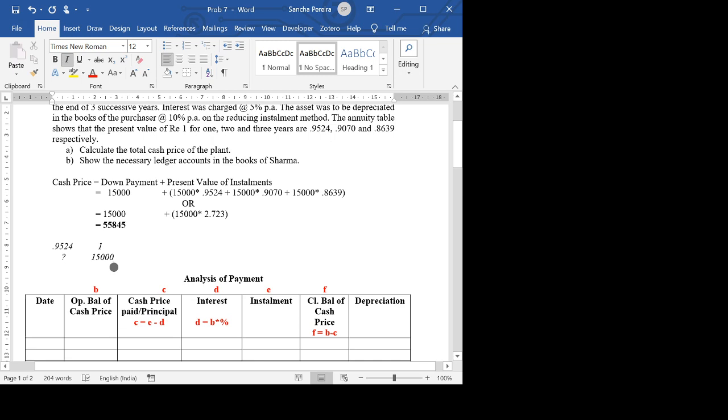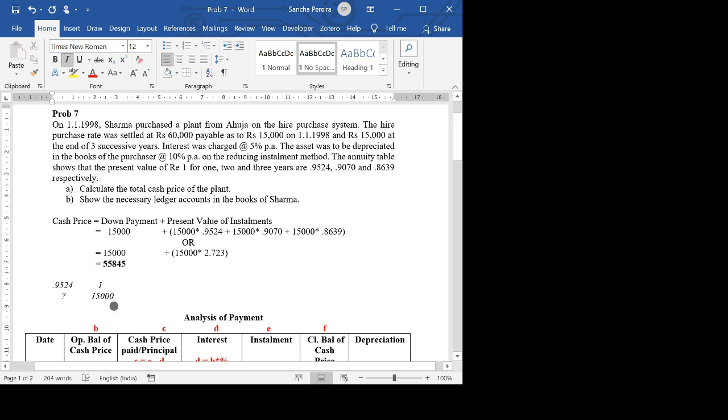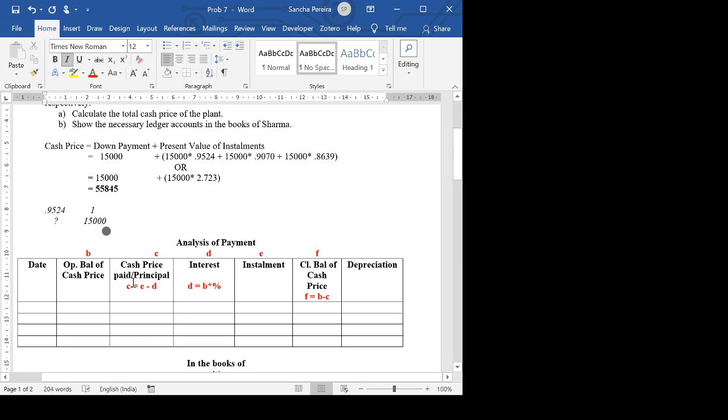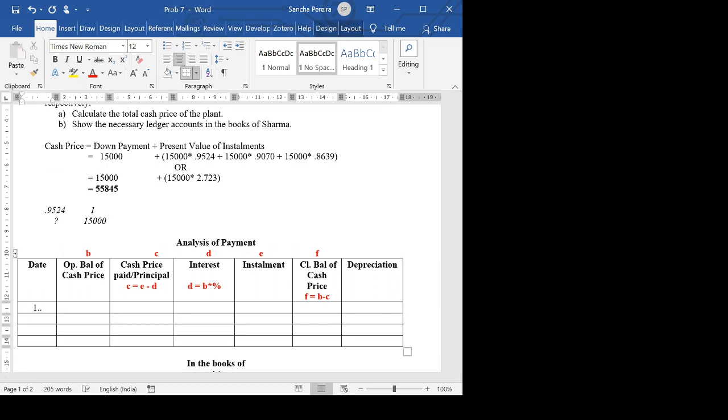So, let's start now. First thing that we need to start with is on 1st January 1998. On 1st January 1998, the opening balance of cash price, we know, is 55,845. Okay, here we are doing the down payment. How much is the down payment?